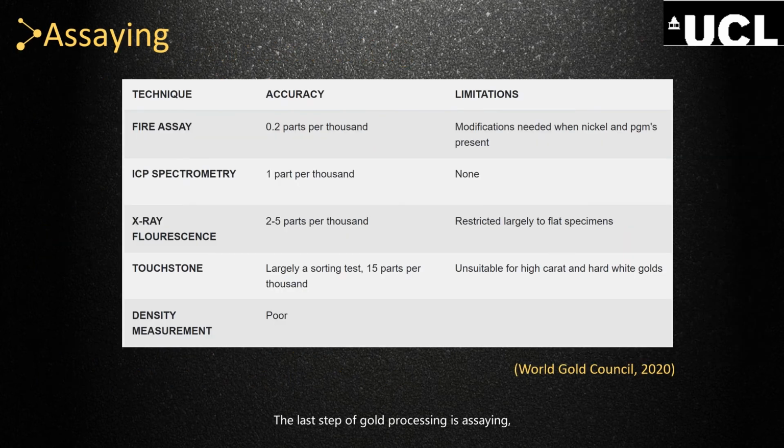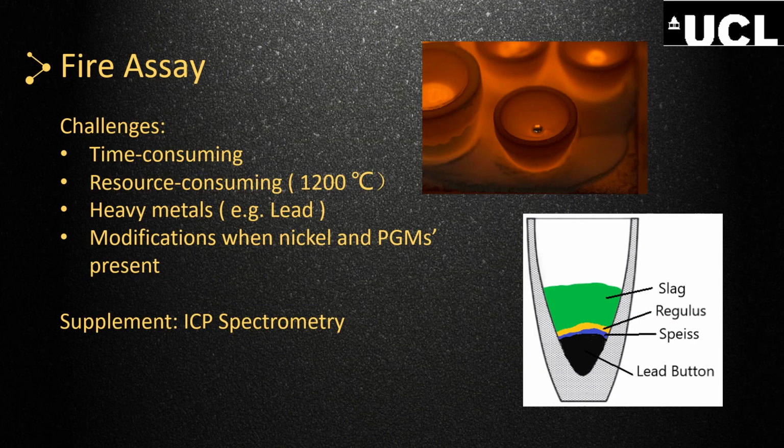The last step of gold processing is assaying, which is to measure the proportion of precious metal content. Among the techniques listed in the figure, fire assay is considered to be the most widely used method. It adopts lead to dissolve the gold, silver, and PGMs and forms a metal layer called a lead button after cooling. Then, lead is removed by oxidizing and heating, while silver is removed by boiling in nitric acid. At last, the gold residue is weighed to determine the purity.